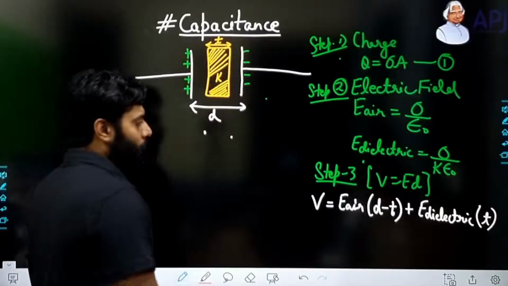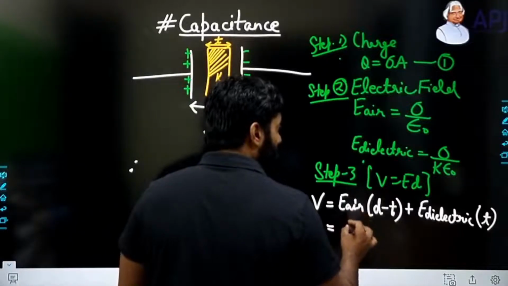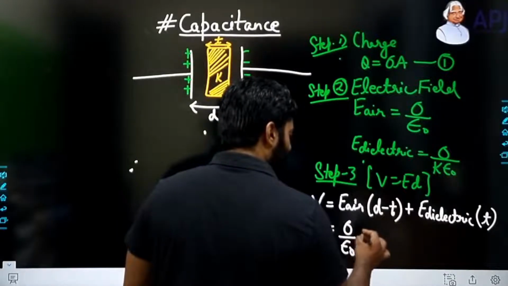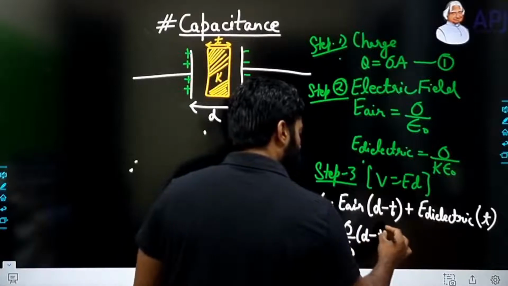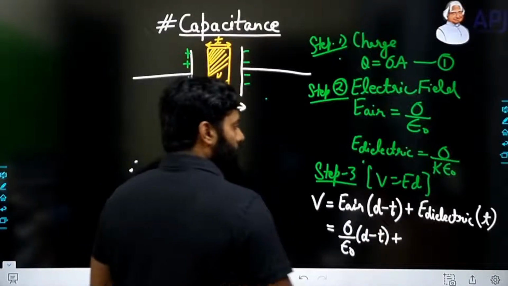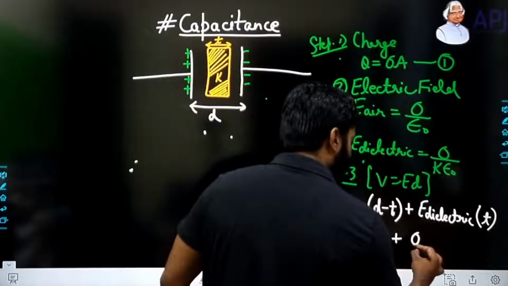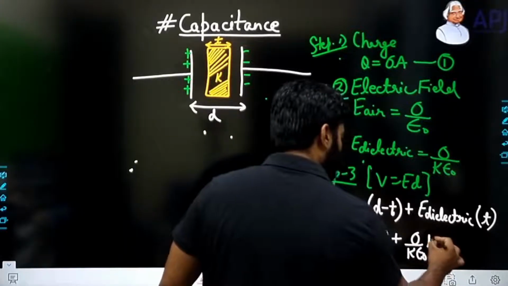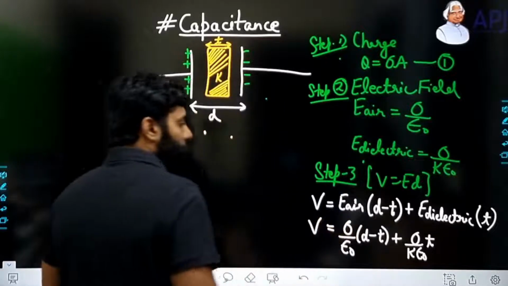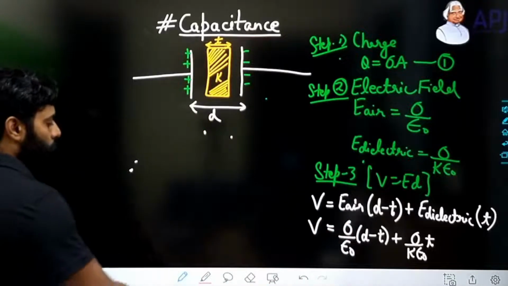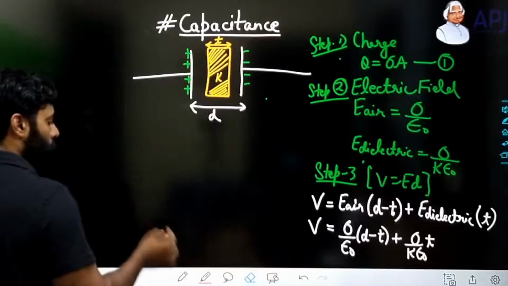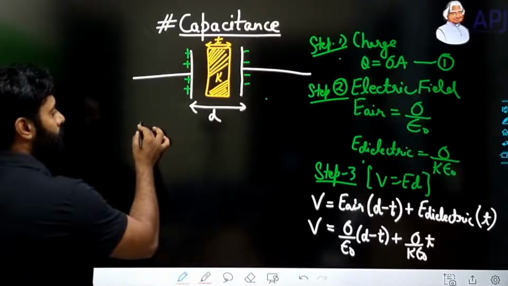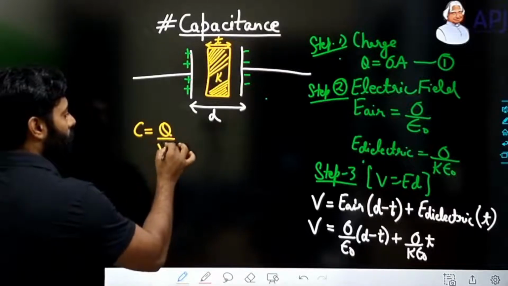Now, sir, you can place the values: σ/ε₀ times (d − t) plus σ/(Kε₀) times t. This is V. And now we are done. C = Q/V.